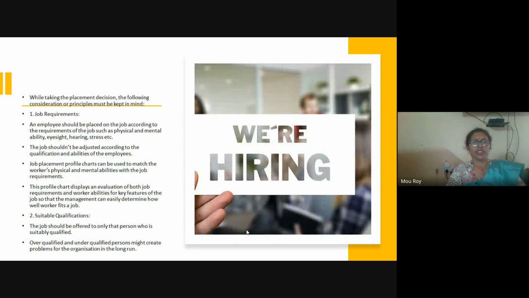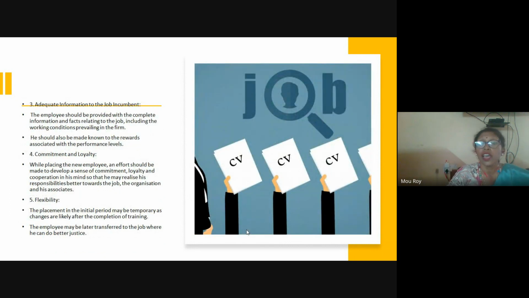Then, as I told you, the job requirements are needed, then suitable qualifications are required. What are the qualifications? So you need to select those candidates. The job should be offered only to those persons who are suitably qualified. Then, adequate information to the job incumbent. Sometimes when you are given the job offer letter, it is mentioned you will be getting an LTC, leave travel concession, or during festivals you will be given a bonus with gift hampers and all.